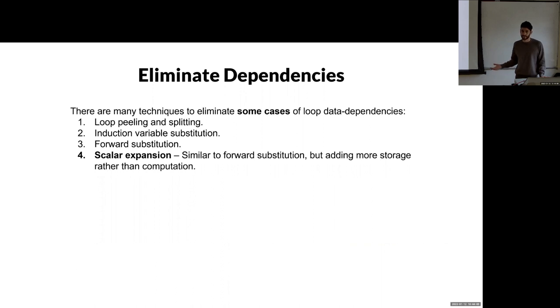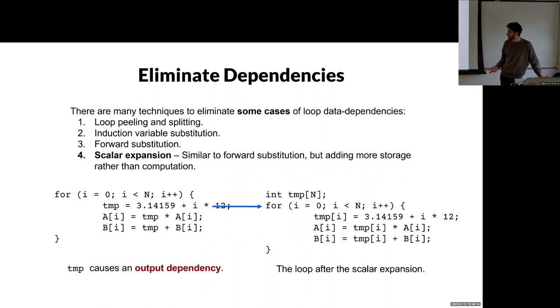Another way to eliminate the same dependency is with scalar expansion. Instead of placing the explicit expression of temp, I will create an array of temp, yeah? And then I'll replace the positions. This has a bit of a setback because you use more memory, because I allocate another array. So it has its drawbacks.